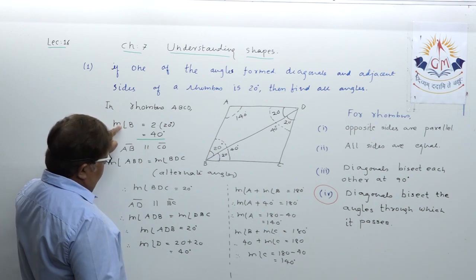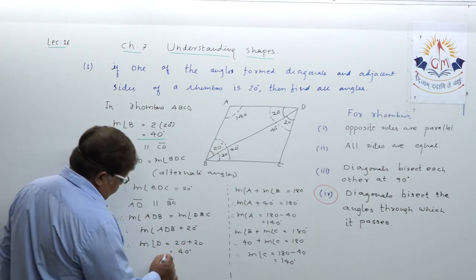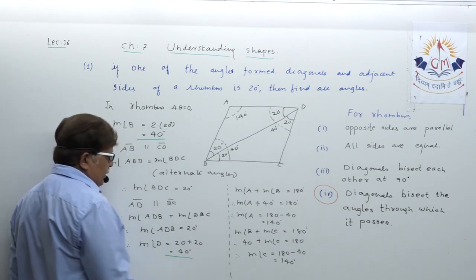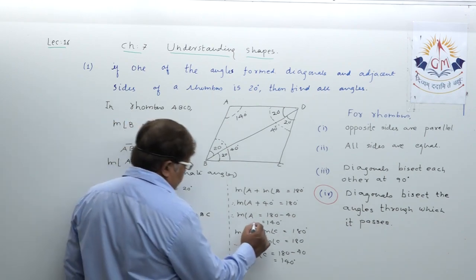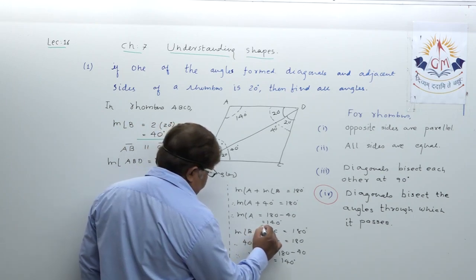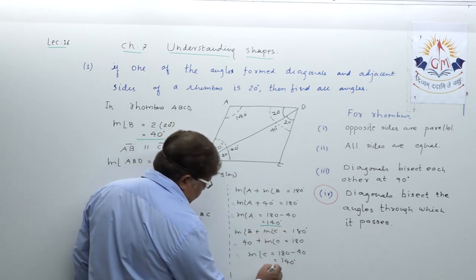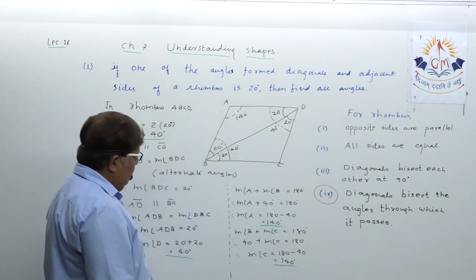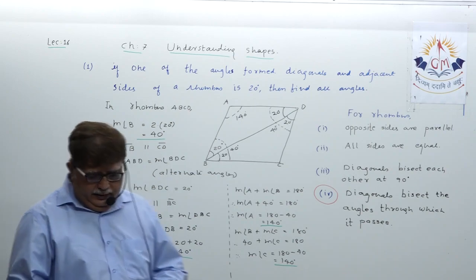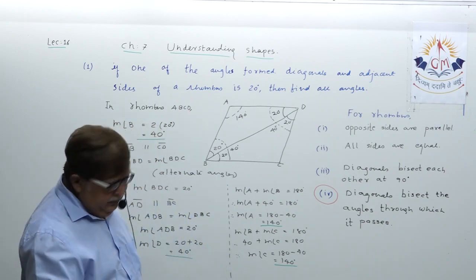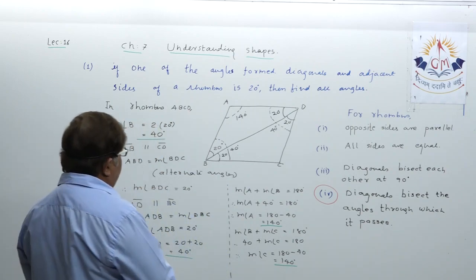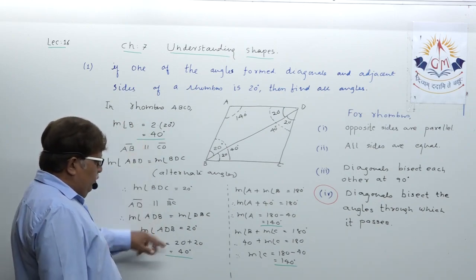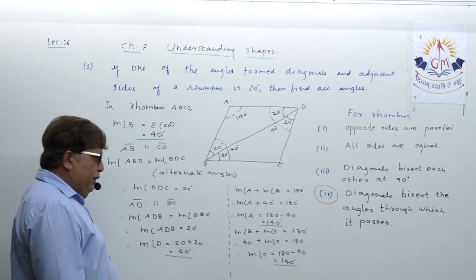First you get measure angle B, then you get measure angle D, then you get measure angle A, then you get measure angle C. This way, at least just highlight and underline so that anybody who is checking your example can directly see the four angles found out by you.